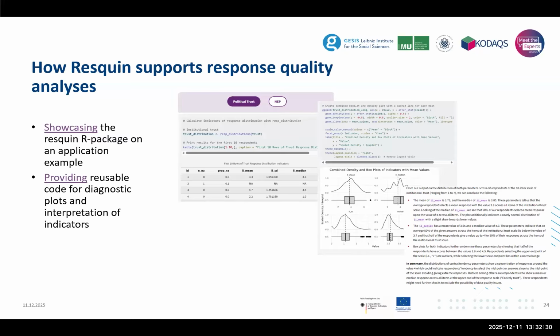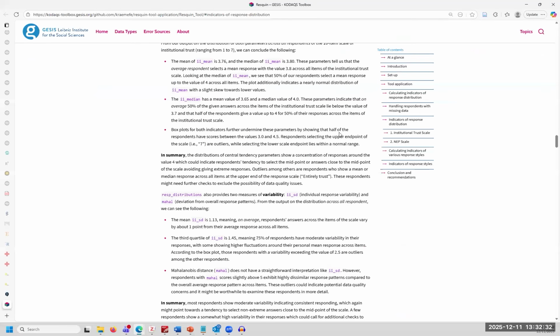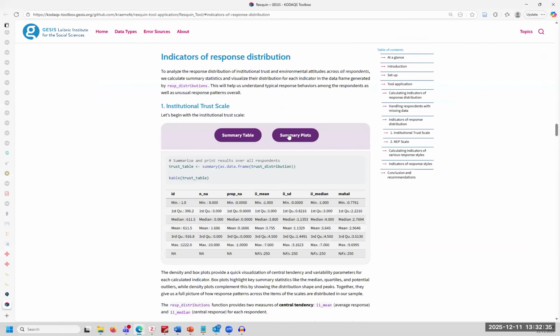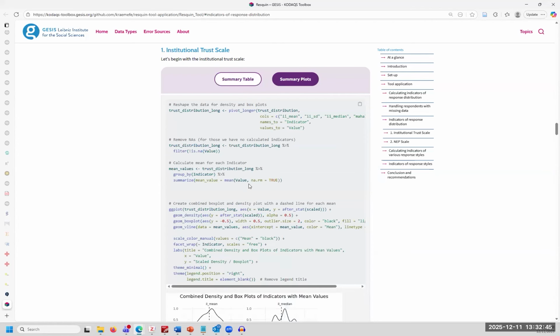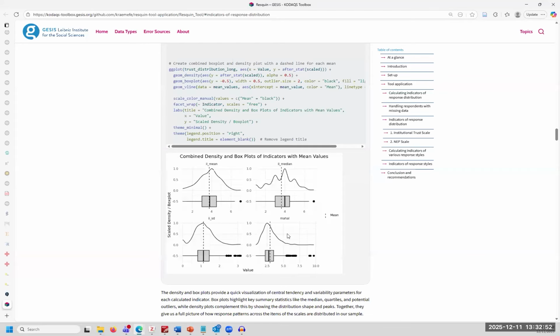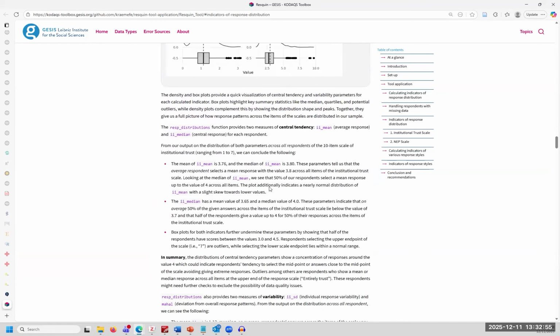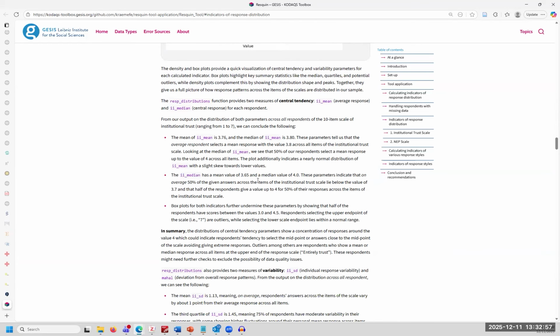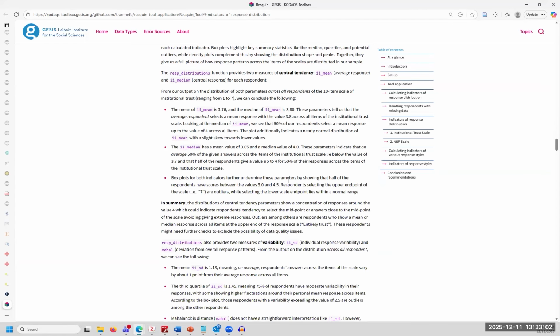I just also want to give you a short idea of how it looks in the tool. You can scroll through yourself, but for example here for the indicators of response distribution, we first of all give a summary table, but we also give you replicable code for producing summary plots where you can very easily see if there are outliers in your data that may indicate unusual patterns. And as you can see here, we also provide in-depth interpretation of these indicators, what they mean, what this may imply, and so on and so forth.